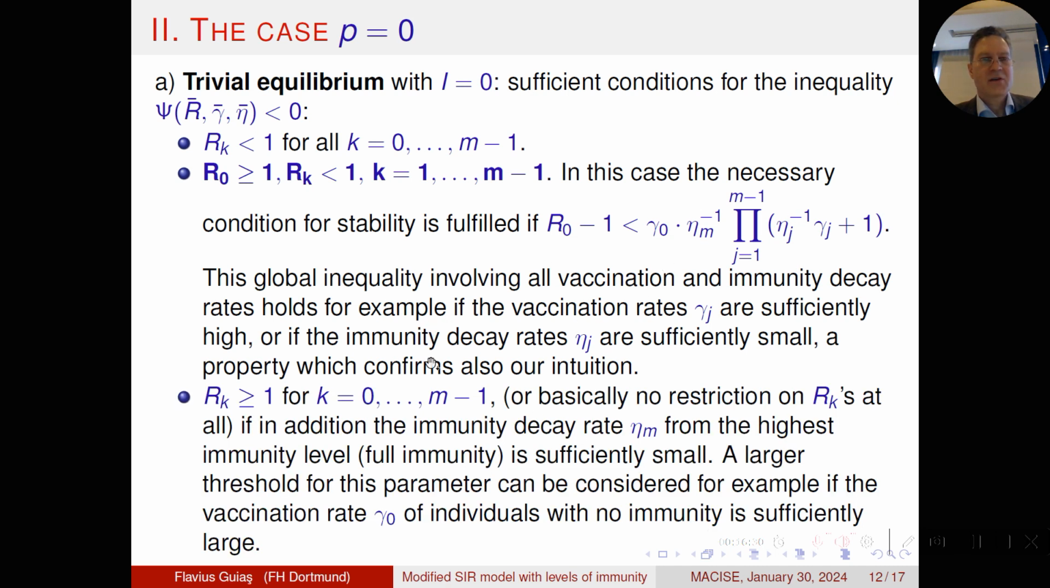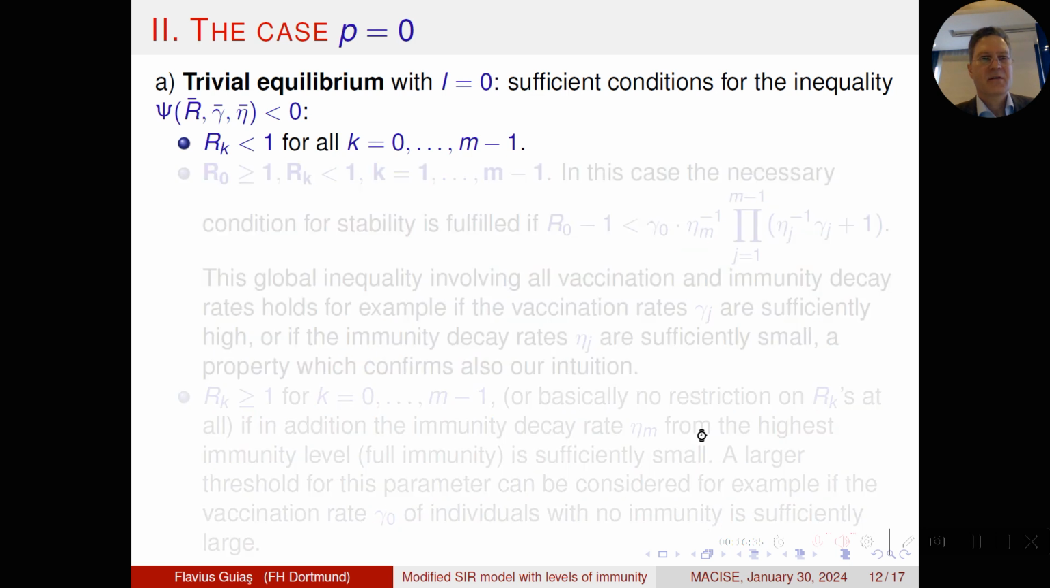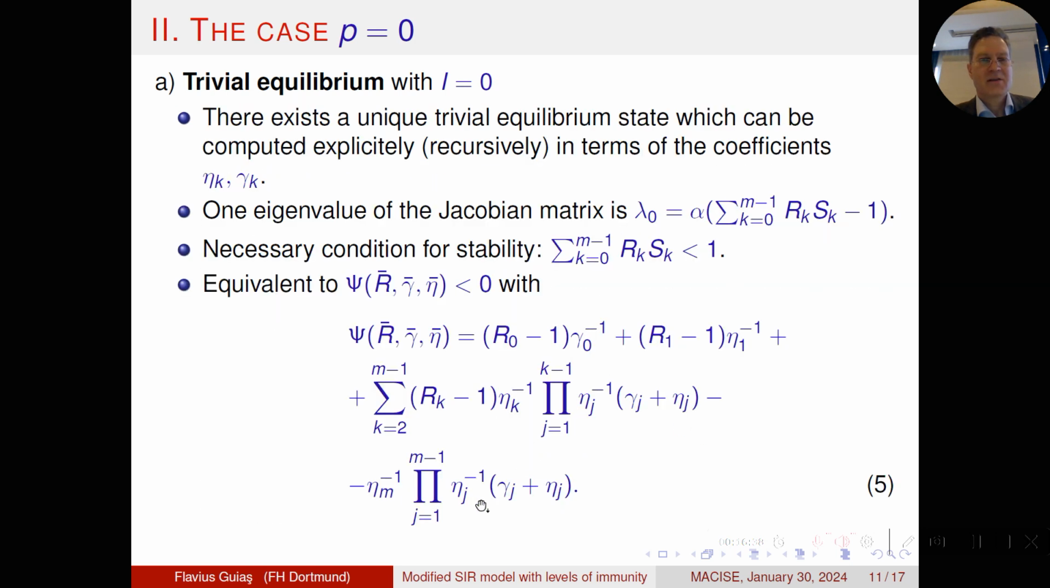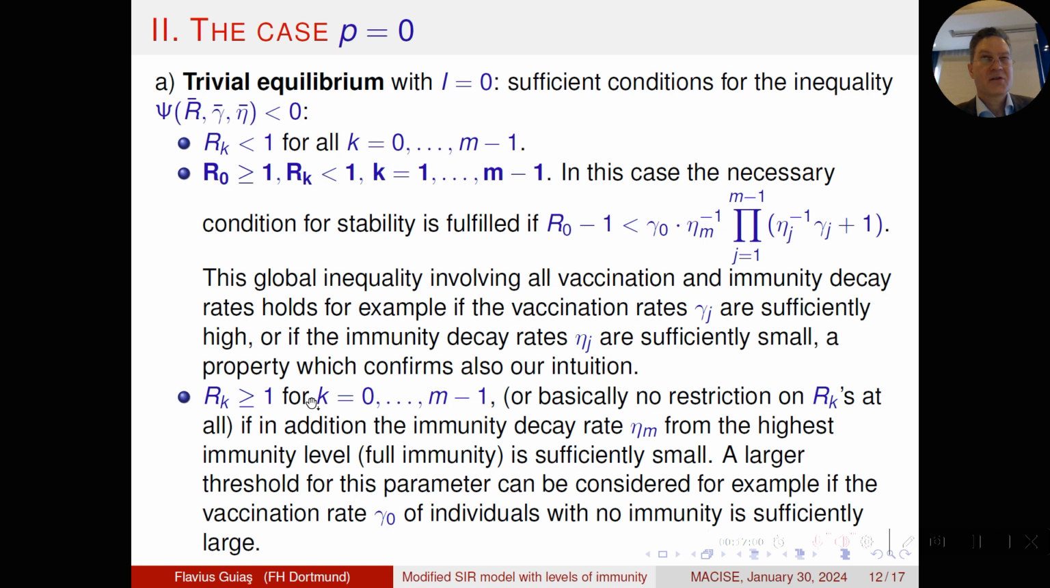Now, this can also be achieved if all other Rks are larger than 1, so basically no restriction on the Rks. It's still possible to be negative when this negative term is large in absolute value, all other terms being positive, or you can see also here, for example, this vaccination rate gamma 0 should be large enough, then the first term is smaller, even if it's positive, and we assume that the other ones are anyway smaller. R0 is the largest reproduction number. But this is, as I said, not necessary to assume, because we are free to choose our compartments, and we choose the compartment or immunity level such that this R number is less than 1.